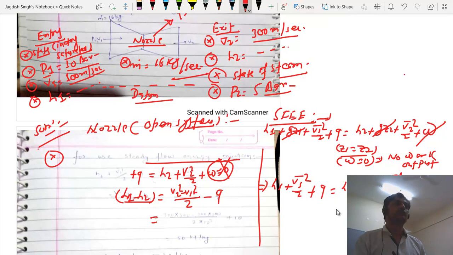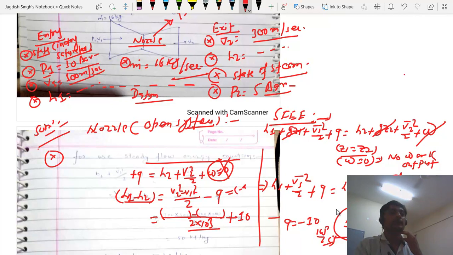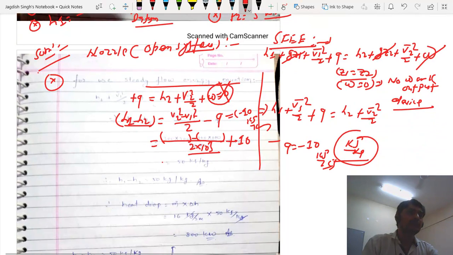We know the velocity at exit is 300 meter per second, and velocity at entry is 100 meter per second. These values are put here: 300 into 300 minus 100 into 100, by 2 into 10 to the power 3, right? Why is this divided by 10 to the power 3? Because we need to convert this unit into kilojoule per kg, that's why this is divided by 1000. This is plus 10. Why plus 10? Because we know that Q is equal to minus 10 kilojoule per kg. This nozzle is rejecting heat to surrounding, so Q is minus 10 kilojoule per kg. That's why this value is minus Q.